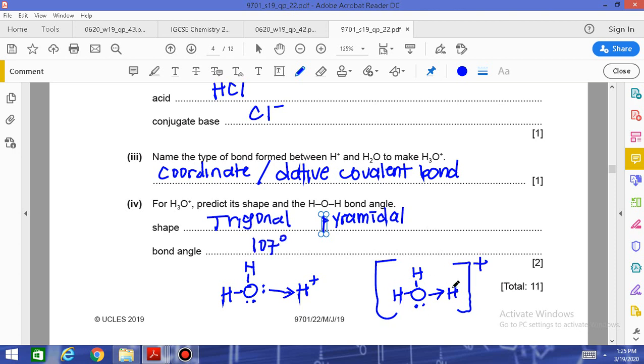Actually this is not the actual molecular shape. The actual molecular shape is this one. Trigonal pyramidal.